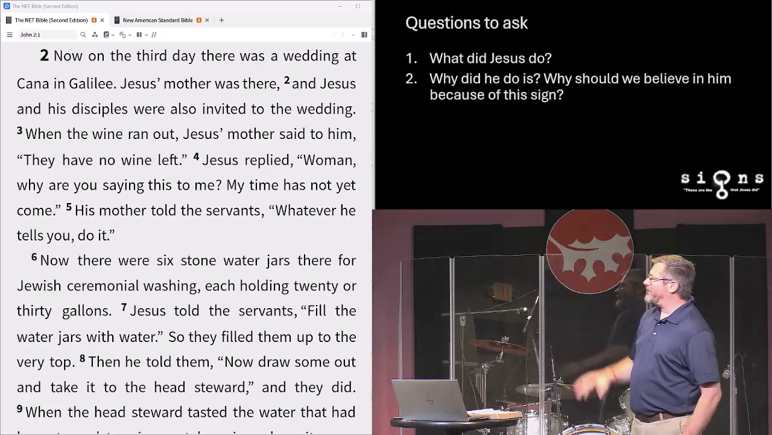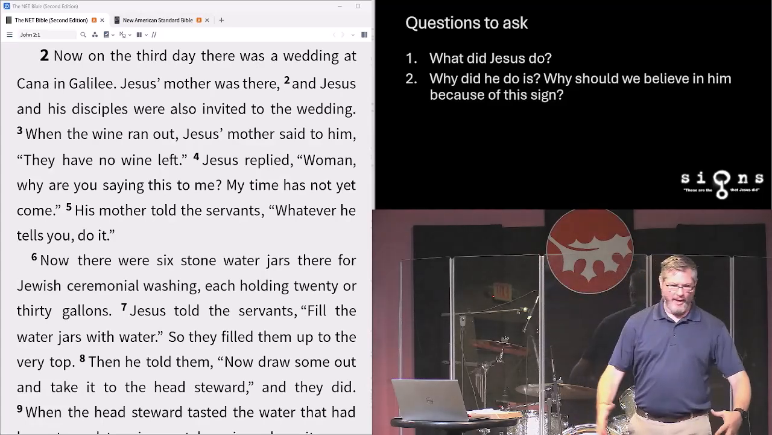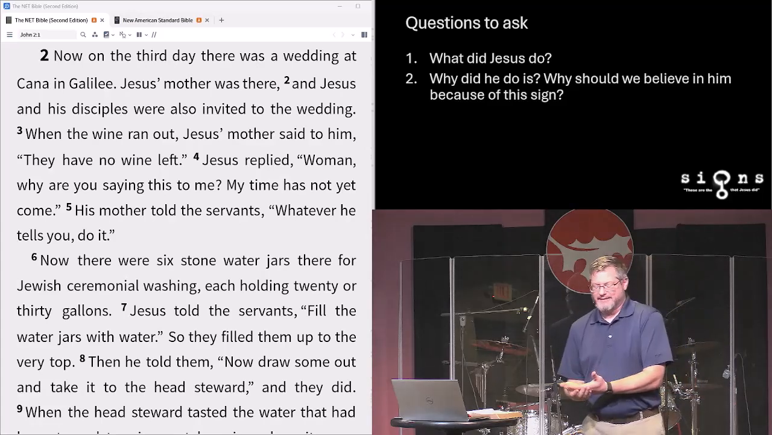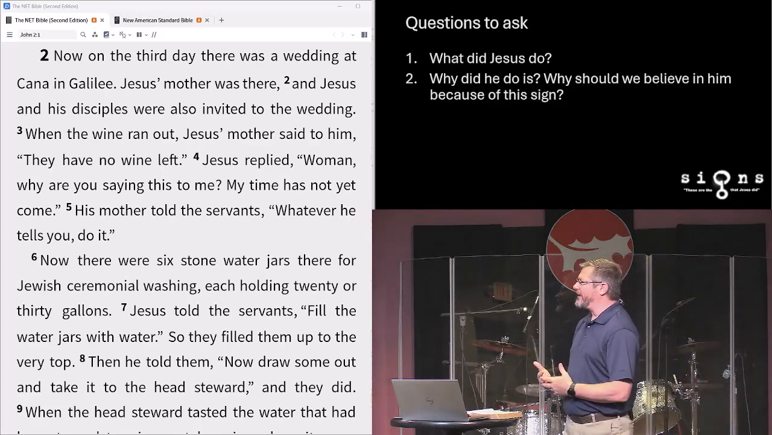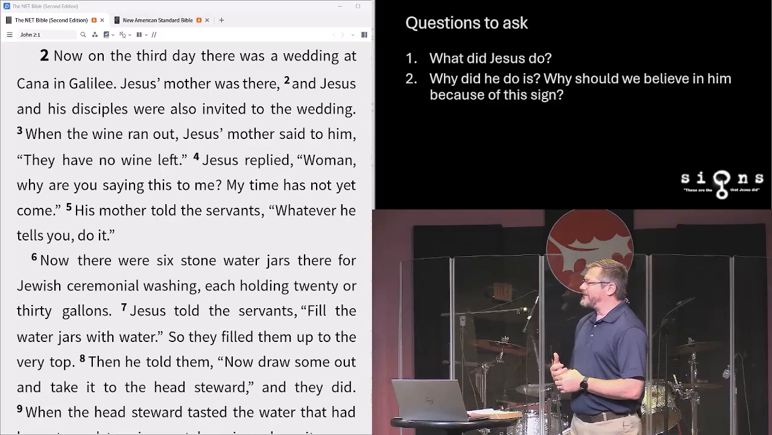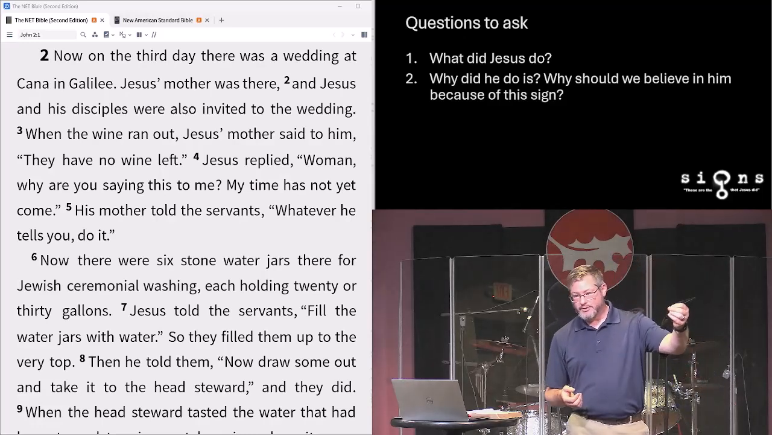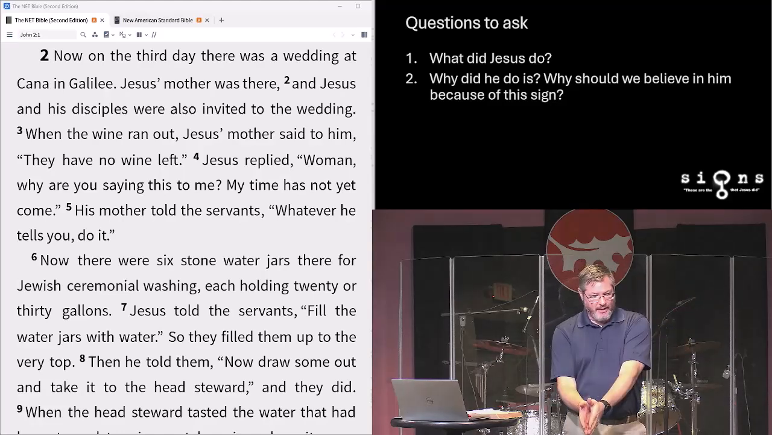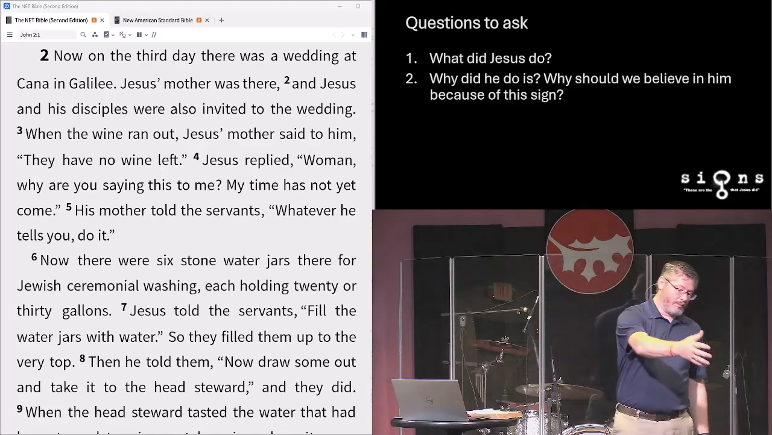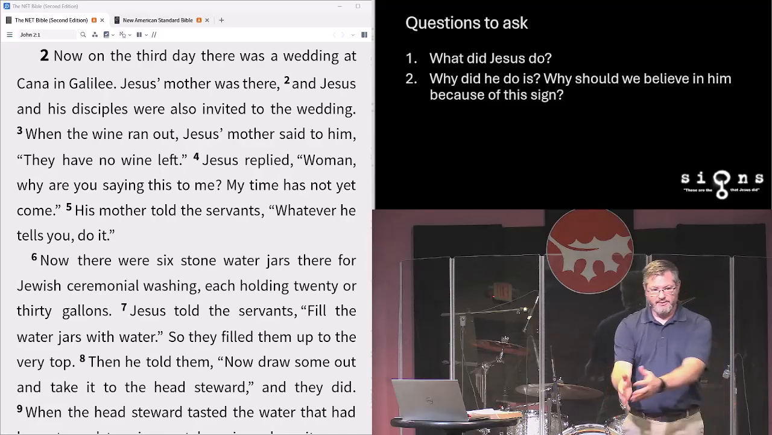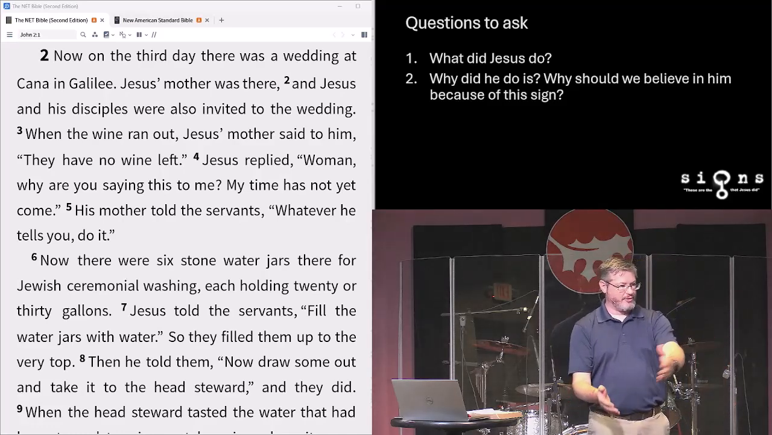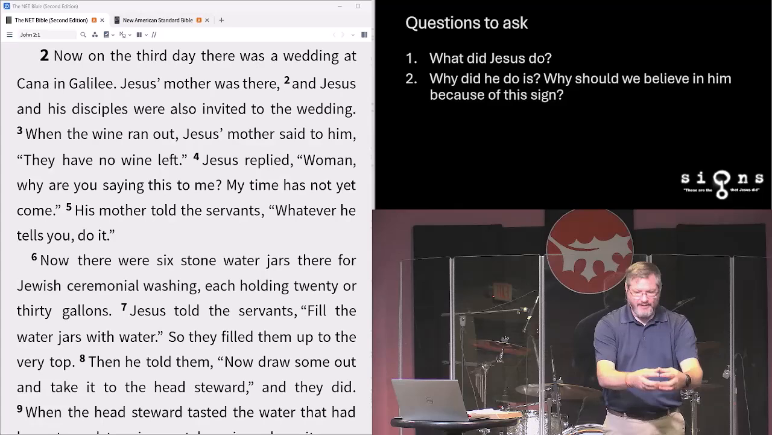A lot of people focus on this word, woman. It's not as nasty as it comes across in American English now. He uses the same term when he's on the cross. He looks at the Apostle John and says, woman, there's your son. Son, there's your mother. He uses it as a term of endearment.